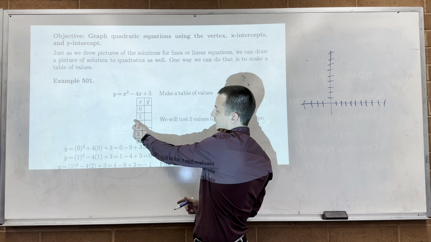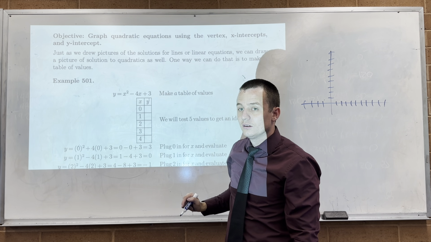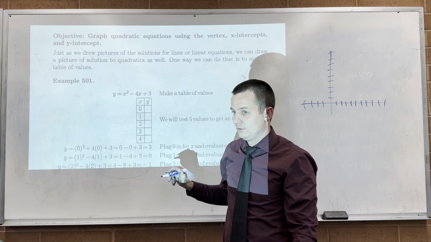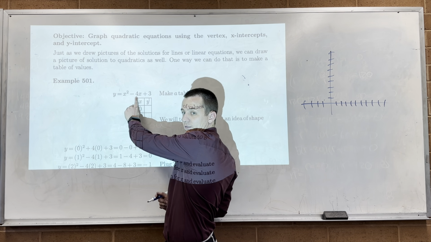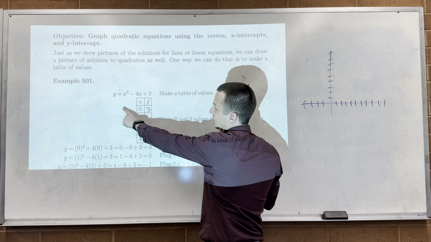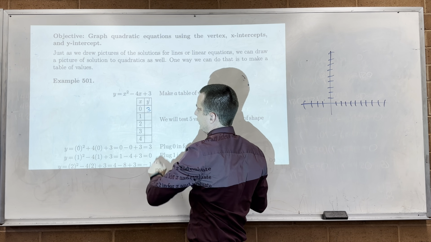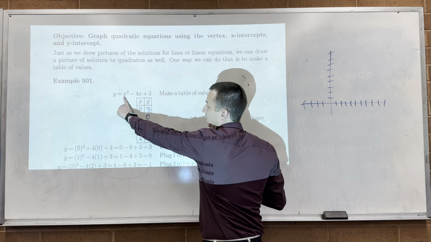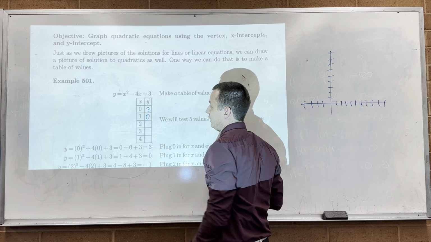When x is 0, what's y? When x is 1, what's y? Etc. So plugging in 0 for this, what do we get? What's 0 squared? 0. What's 4 times 0? 0. So we're left with 3. So when you plug in 0 for x, you get 3 for y. When you plug in 1 for x, what's 1 squared? Minus 4 times 1, or minus 4 is negative 3 plus 3 is 0. Right? Now plug in 2. 2 squared is 4 minus 8.